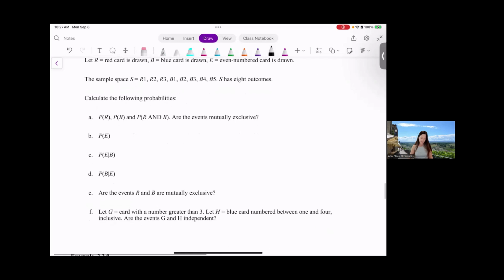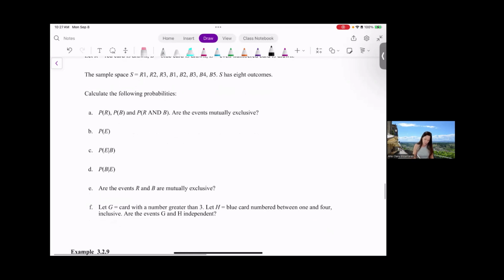Now we want to calculate the following probabilities. The probability of red is equal to how many red cards are there? There's 3. How many total outcomes were there? There were 8. So 3 out of 8. The probability of blue is then 5 out of 8, because there's 5 blue cards out of 8 total.